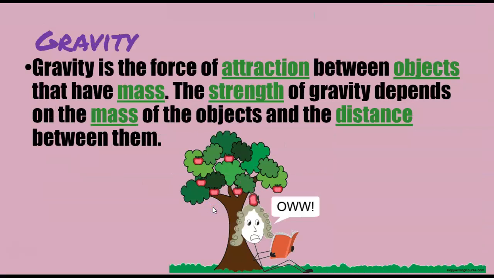All right, then we're going to start looking back to what we've already learned about previously. Gravity. We know gravity is the force of attraction between two objects. So again, there's that force word. So how much attraction there is between two objects that have mass. The strength of gravity depends on the mass of the object and how far away the objects are.